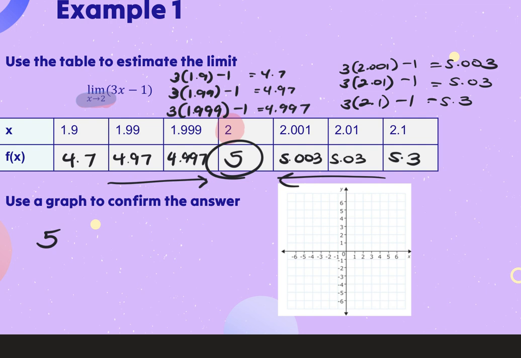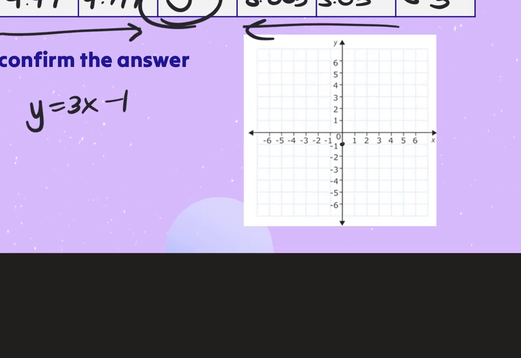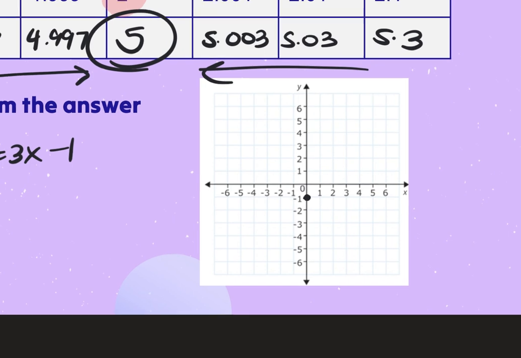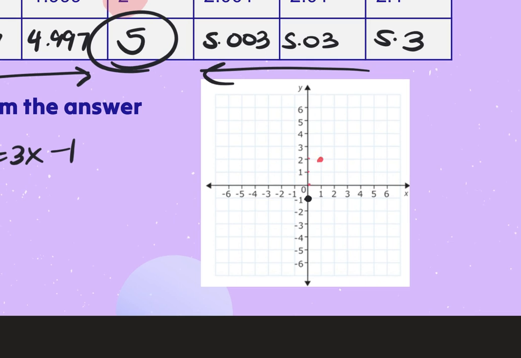Now it says use a graph to confirm the answer. So if I were to physically graph this function, y would equal 3x minus 1. What kind of graph is this? Linear? A line. Yeah, it's a line, right? Because it's raised to the first power. How do I graph a line? Start at negative 1 and then use my slope, which is 3 over 1. Up 1, 2, 3 to the right 1. Up 1, 2, 3 to the right 1. Or reverse it, down 3 to the left 1. You can go in either direction.